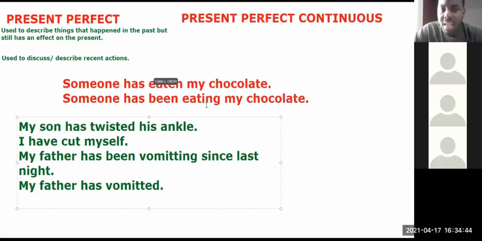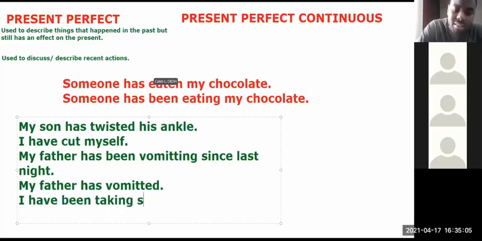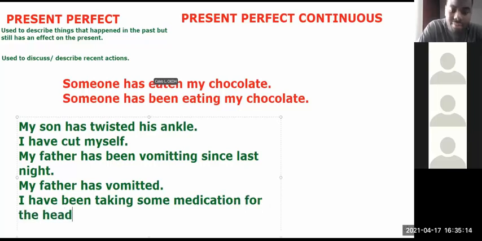So just like we cannot say someone has been cut, someone has been twisting his ankle, which means, okay, it's always continuous, okay? The same way when we use once, all right, then we means that, okay? So here, if someone tells you, I have been taking some medications, for the headache, it means what? Since the headache started, I take some pills, I take some things for the headache, all right?